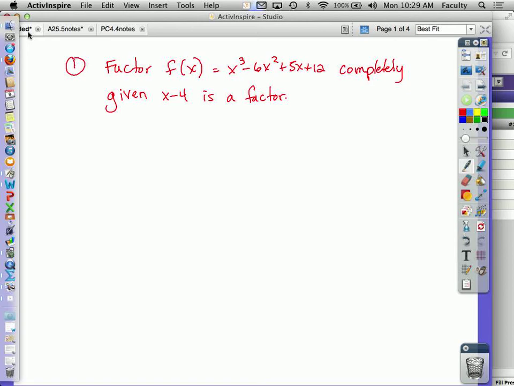It says factor f of x equals x cubed minus 6x squared plus 5x plus 12 completely, given that x minus 4 is a factor.